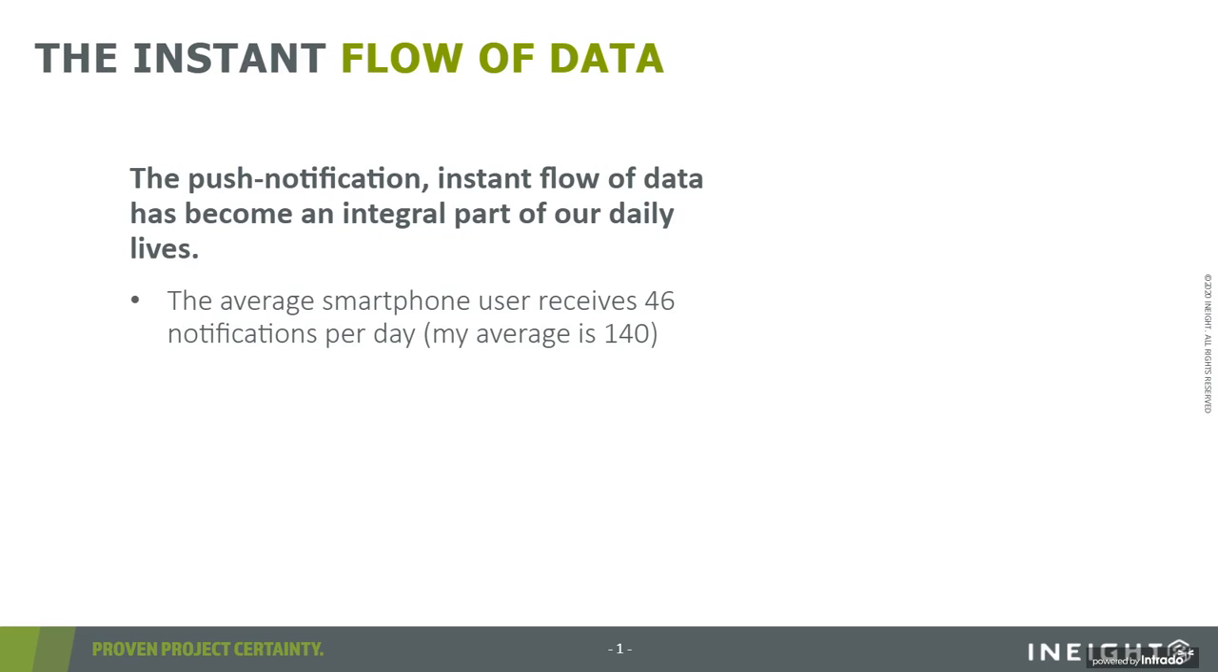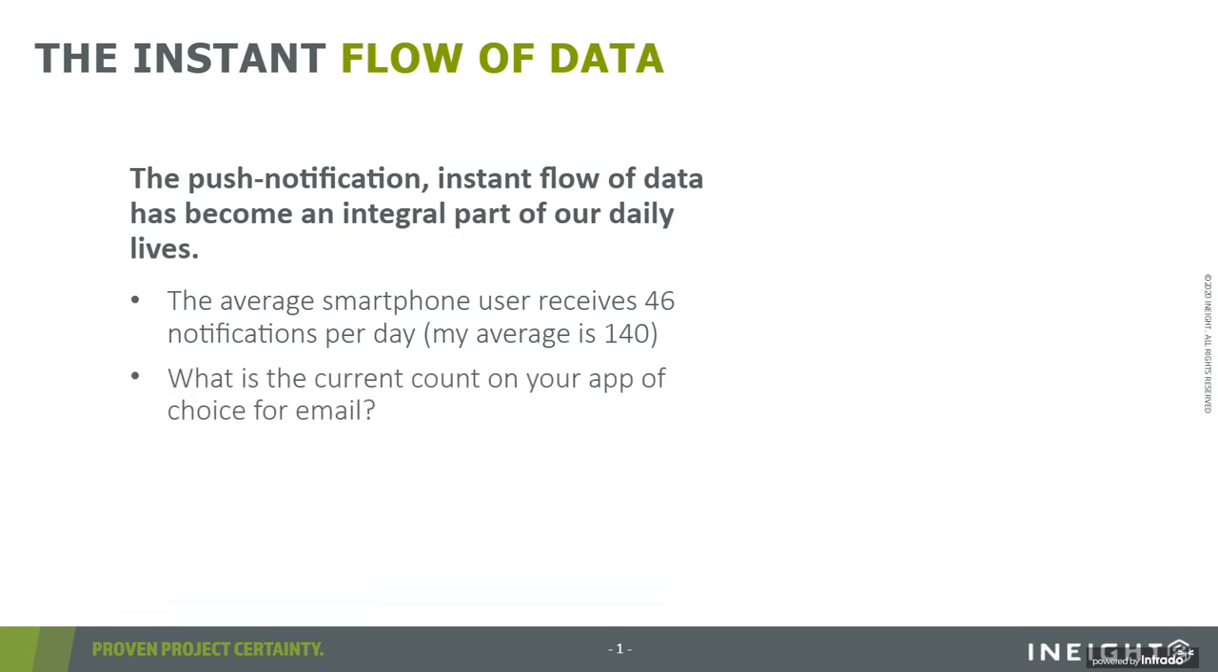And when I looked that up, I had to double check it because I wasn't certain that 46 was enough. So I went into my phone and looked in the settings app, and I could see my personal average is 140. So that's how many times this instant flow of data interrupts my day. Hopefully you're not in that same boat.